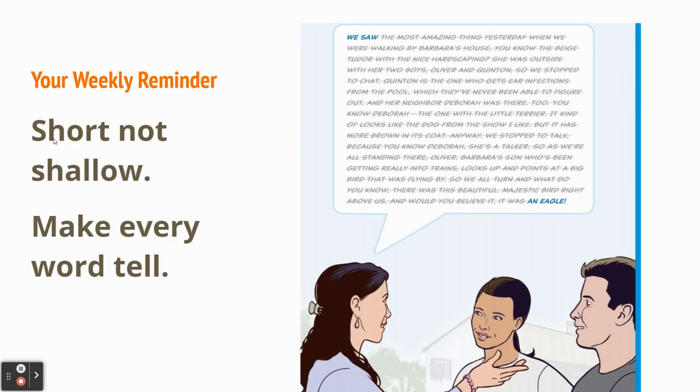And finally, your weekly reminder. It should be short, not shallow. Make every word tell. "We saw an eagle," by its very nature, should be much more impressive than "we saw the most amazing thing yesterday when we were walking by Barbara's house. You know, the beige," and I don't even have the energy to keep going. We saw an eagle. Short, not shallow. Every word was there to tell.